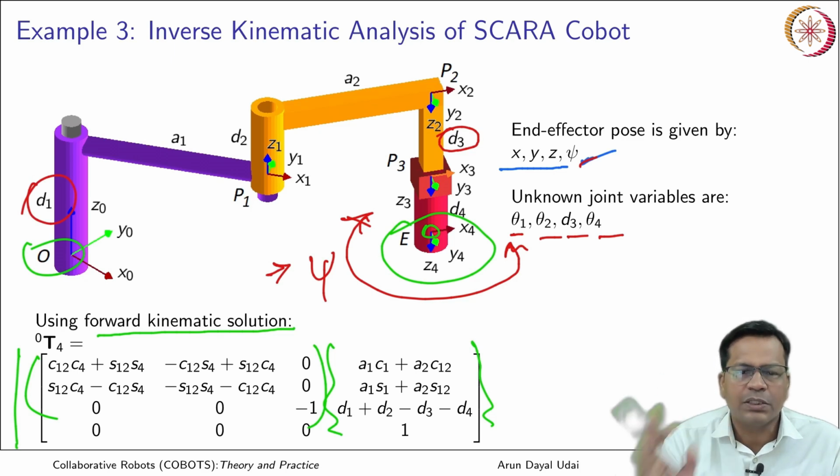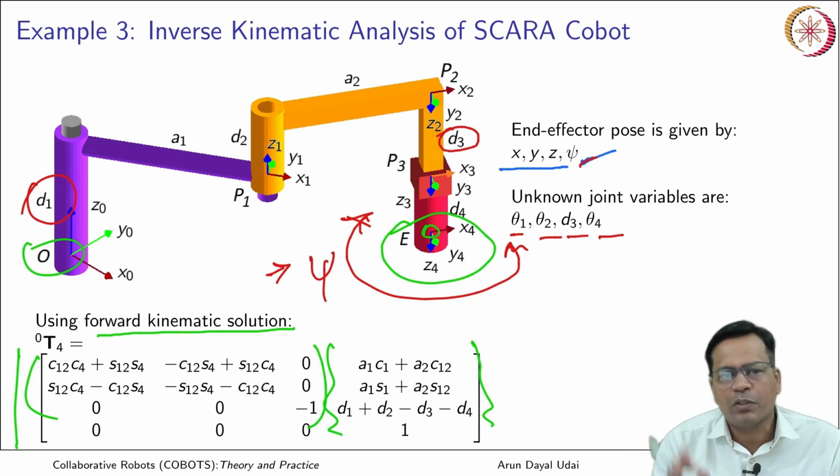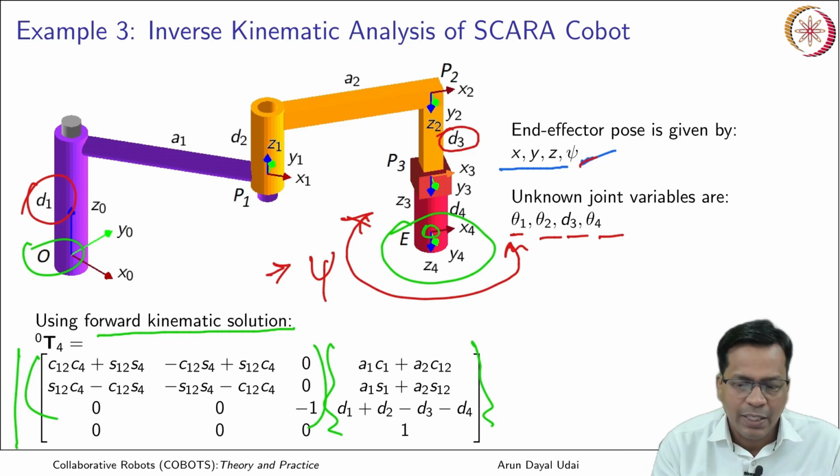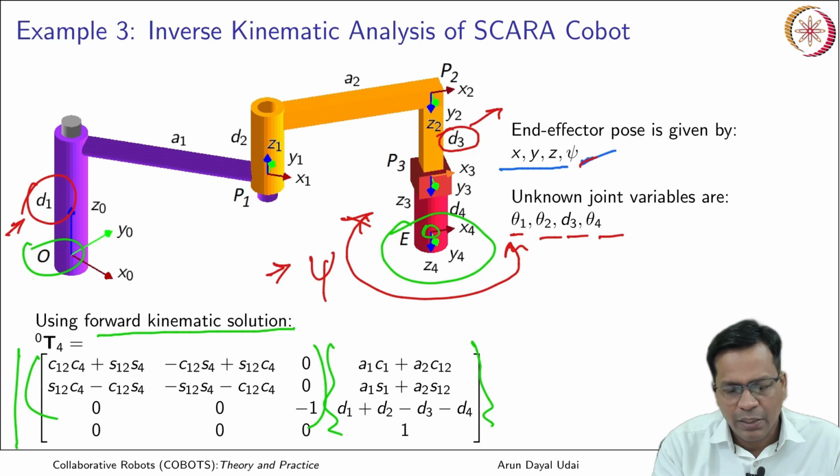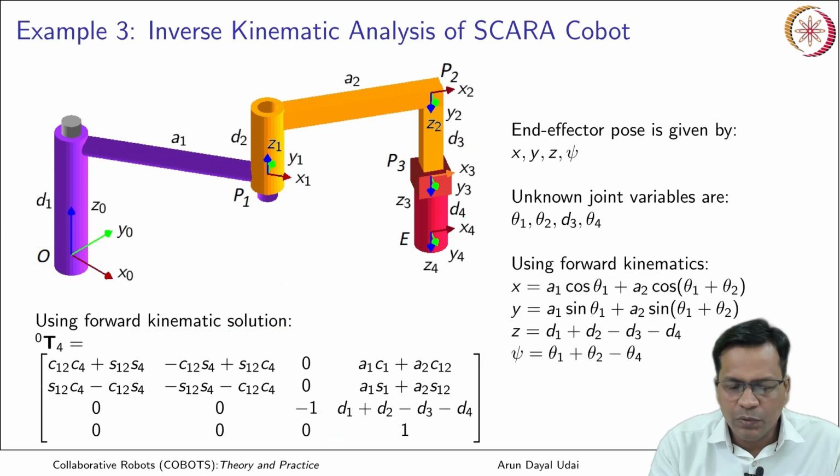So it doesn't matter if it is at the beginning of the robot or at the end of the serial chain, at least in this case. Not always true, but in this case you can have either one of them as a prismatic joint and it is equally good. Okay. So now using forward kinematics, I can quickly write this over here.